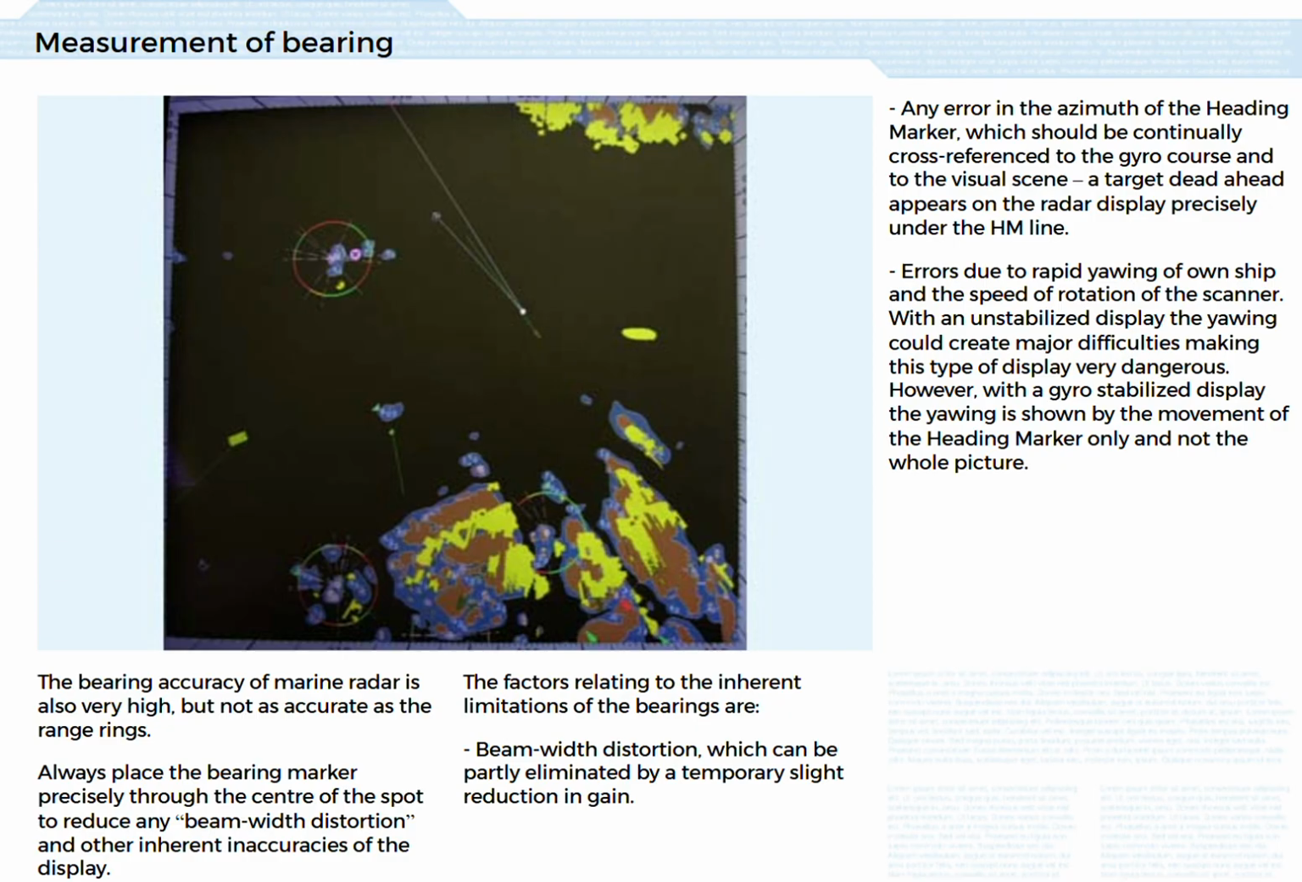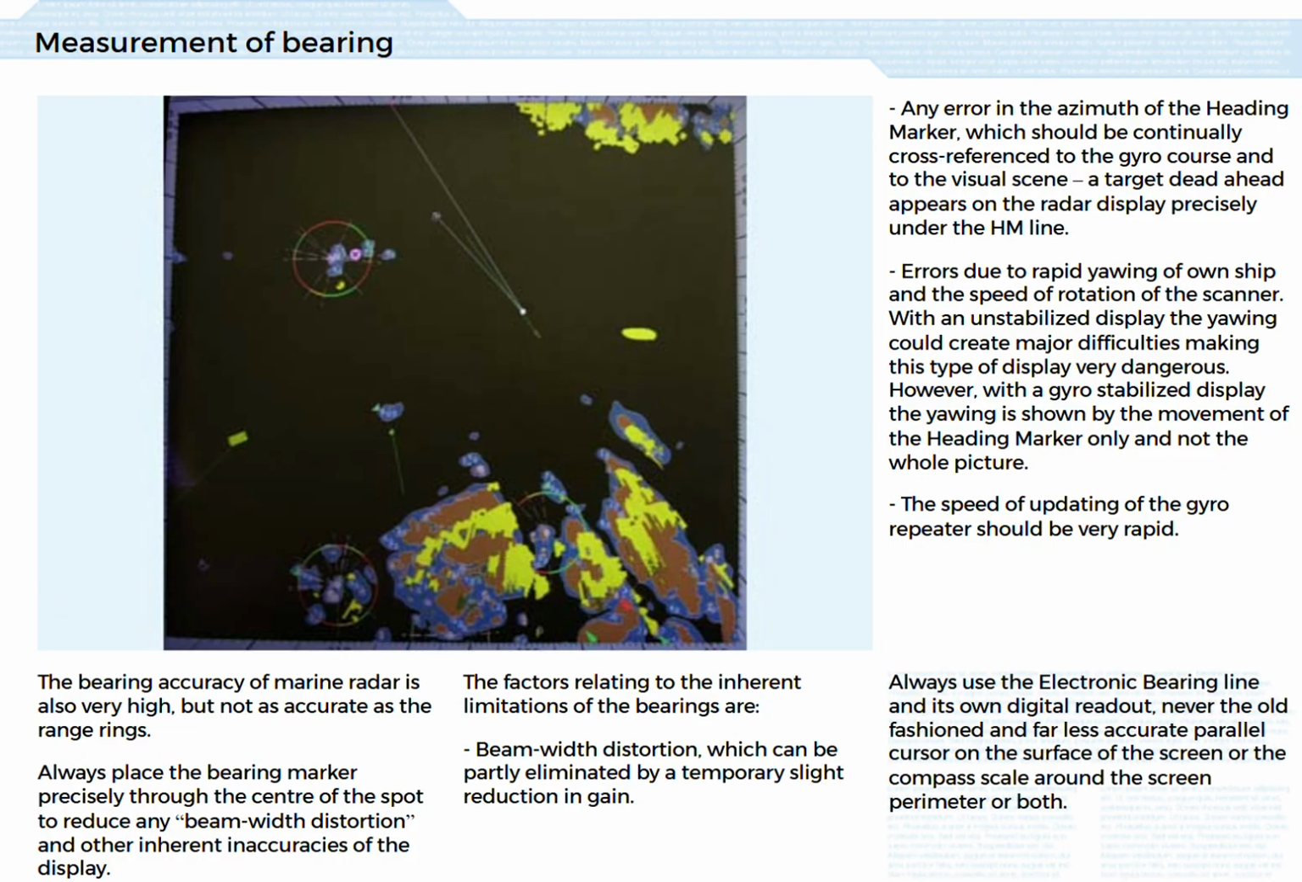However, with a gyro-stabilized display, the yawing is shown by the movement of the heading marker only, and not the whole picture. The speed of updating of the gyro repeater should be very rapid. Always use the electronic bearing line and its own digital readout, never the old-fashioned and far less accurate parallel cursor on the surface of the screen, or the compass scale around the screen perimeter, or both.